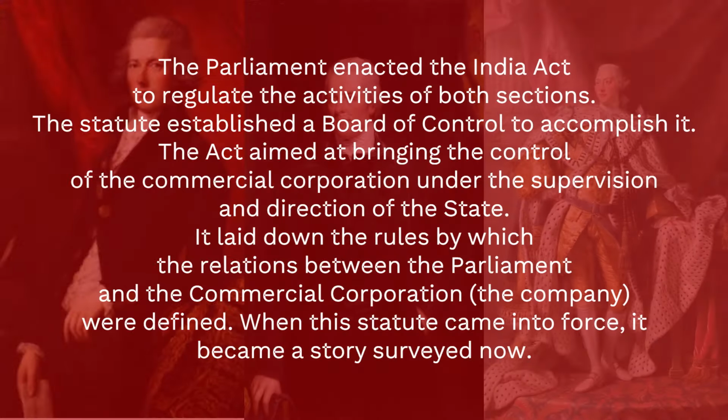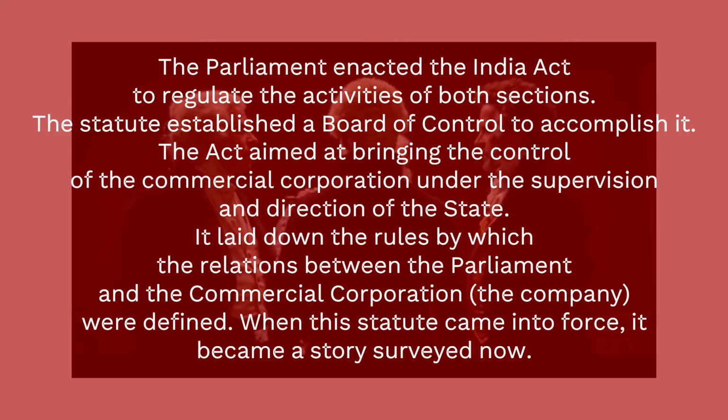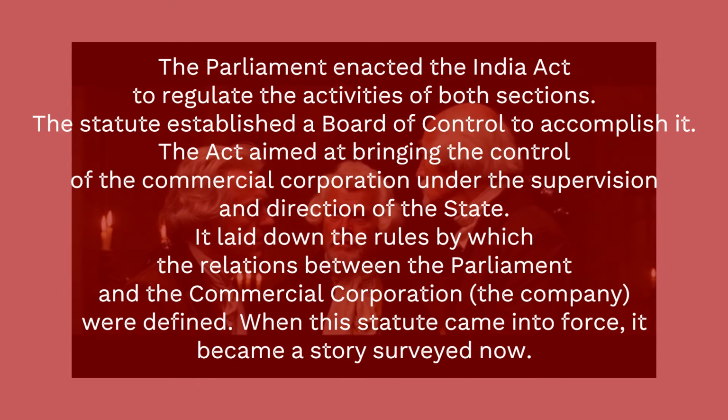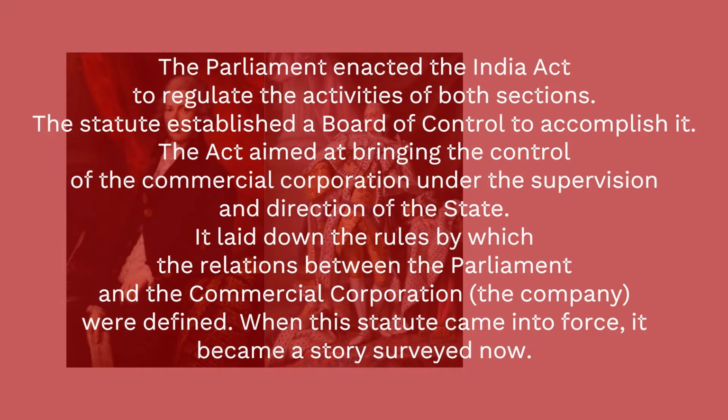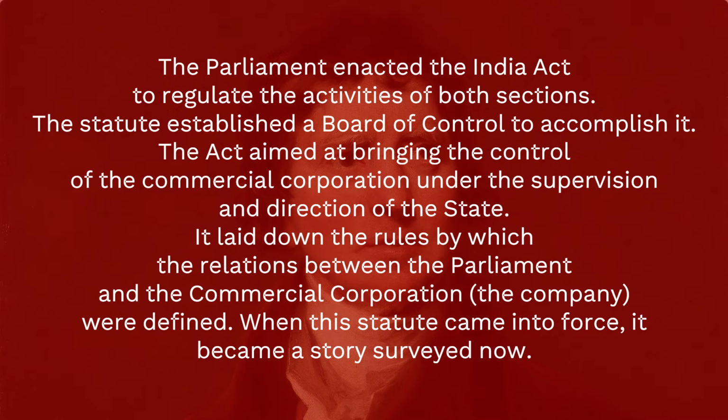The Parliament enacted the India Act to regulate the activities of both sections. The statute established a board of control to accomplish it. The Act aimed at bringing the control of the commercial corporation under the supervision and direction of the state. It laid down the rules by which the relations between the Parliament and the commercial corporation, the company, were defined. When this statute came into force, its working is surveyed now.